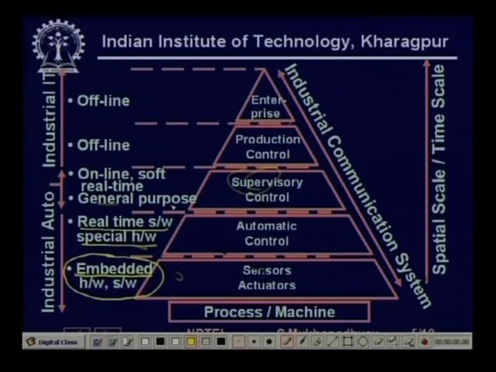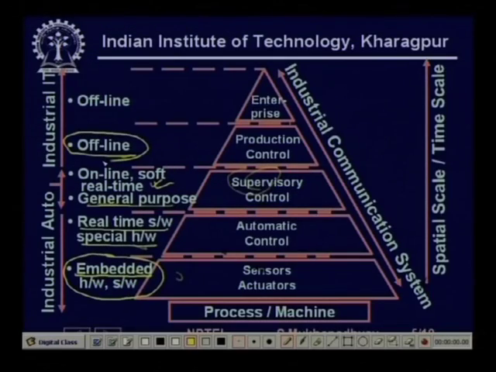The hardware is general purpose, but the software is very special purpose. That is, supervisory control software for a refinery will be completely different from that of a power plant, which will be completely different from that of, let us say, a manufacturing plant. So, the software is very specific to the machines, but the hardware is general purpose.